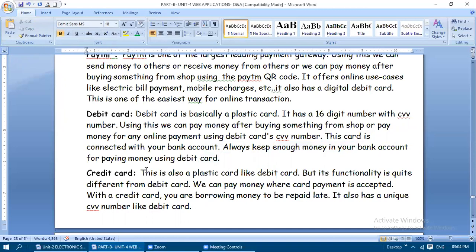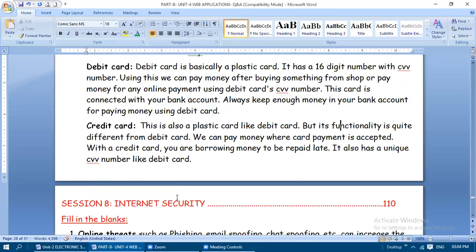Credit card, next method. So this is also a plastic card like a debit card, but its functionality is quite different from the debit card. We can pay the money where card payment is accepted. With the credit card, you are borrowing money to be repaid later. Okay, so you need to pay it later. You are borrowing money in the credit card. Okay, it also has a unique CVV number like a debit card.